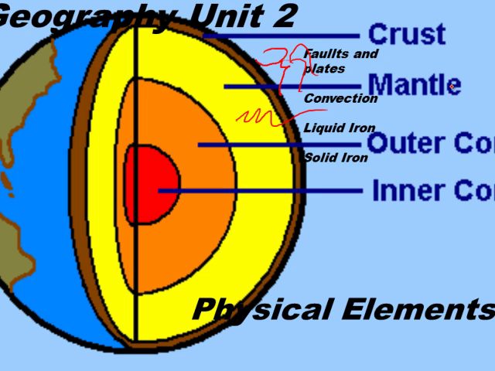But yeah, this is where your faults and your plates are. So if you write crust, faults and plates, mantle, this is convection. That's what I was talking about, the lava thing. Hot air rises, heat rises. This is heat rising. And then this is a liquid iron outer core, and a solid iron inner core.